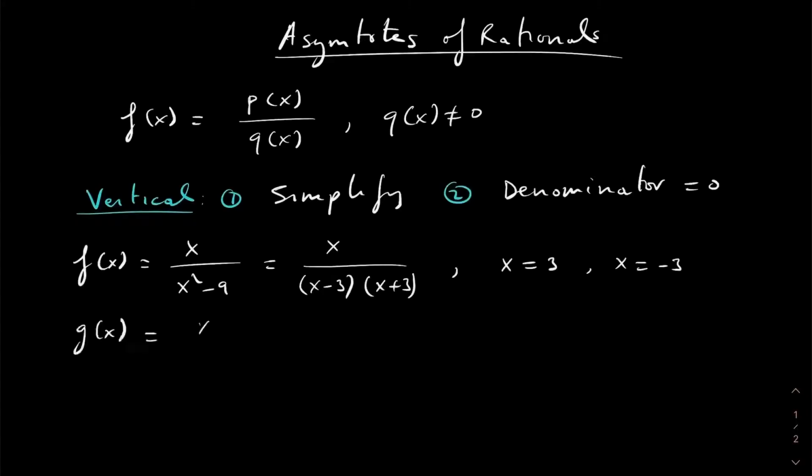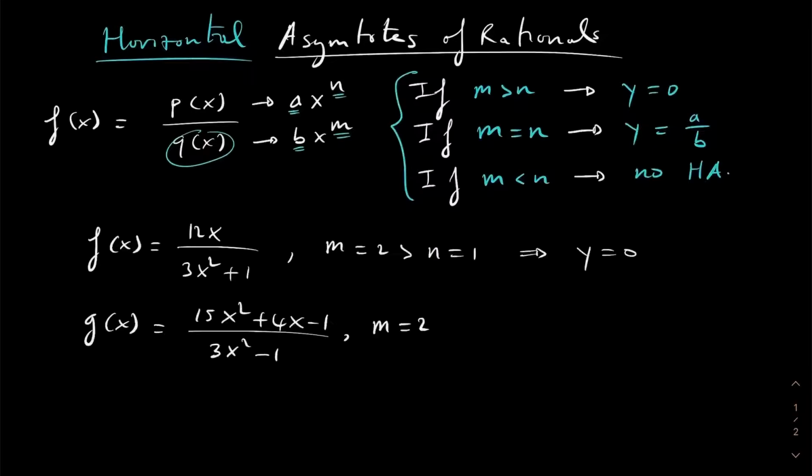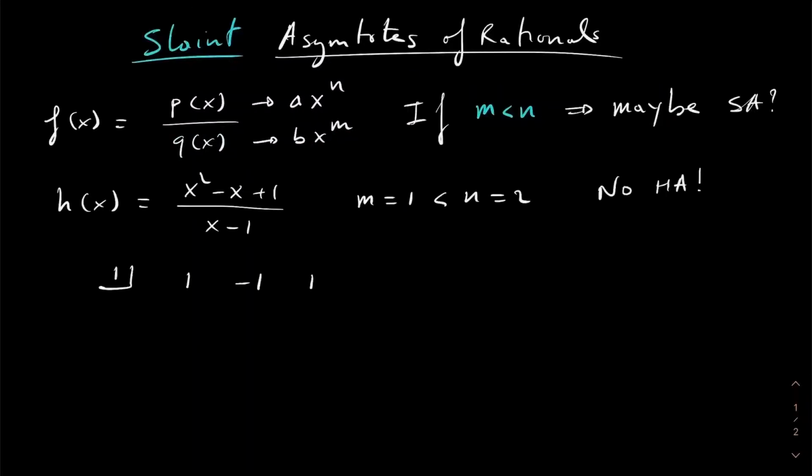Hey guys, before we talk about how to draft rational functions, I want to quickly talk about how to find the asymptotes of rational functions. So let's go.